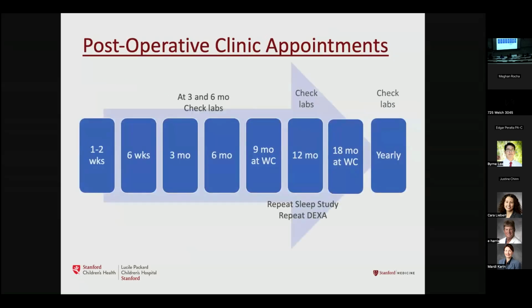Postoperative appointments, we see them regularly, 1 to 2 weeks, 6 weeks, 3 months, 6 months. We do regular lab checks at 3 and 6 months, and then at a year, we repeat the sleep study and the DEXA scan as well. And then we see them annually after, until they're 21, 26. It depends on the kid. We don't have an absolute cutoff for transition, but when the kid is transitioning their other care outside of the Children's Hospital or away from their pediatrician, then we usually transition them to the adult side.